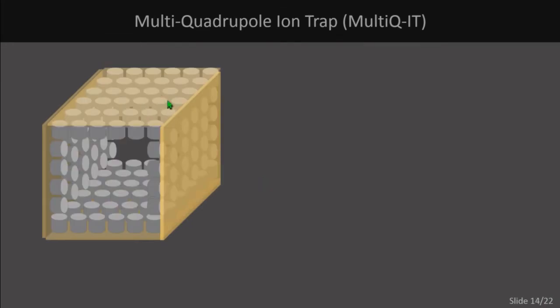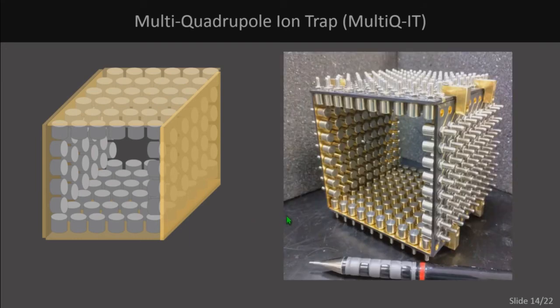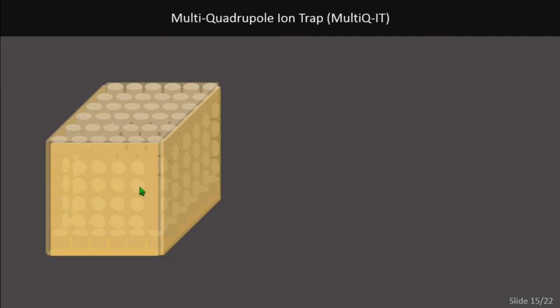We put small cylindrical electrodes in an arrayed fashion on supporting plates. And here is the MultiQ-IT trap 486 version, the latest version, which produced the results I showed you, in the process of assembly. We finish the structure by putting on the front and rear plates, and that creates the volume encompassed by an array of electrodes, which is capable of holding ions when appropriate RF and DC potentials are applied to this structure.